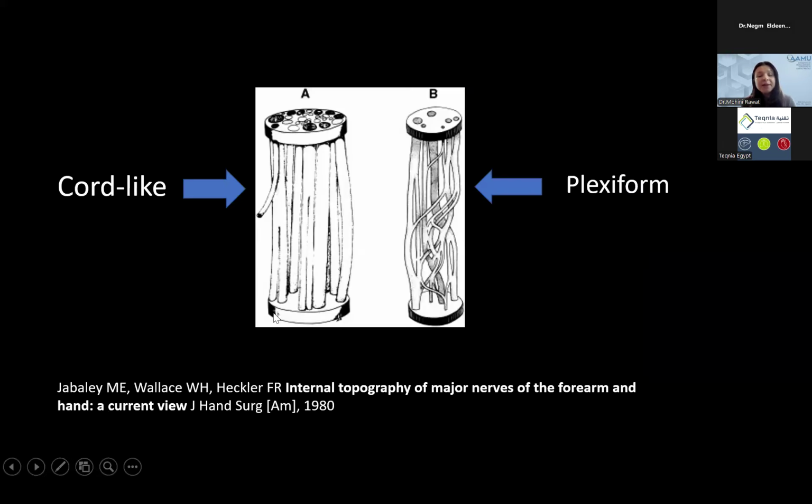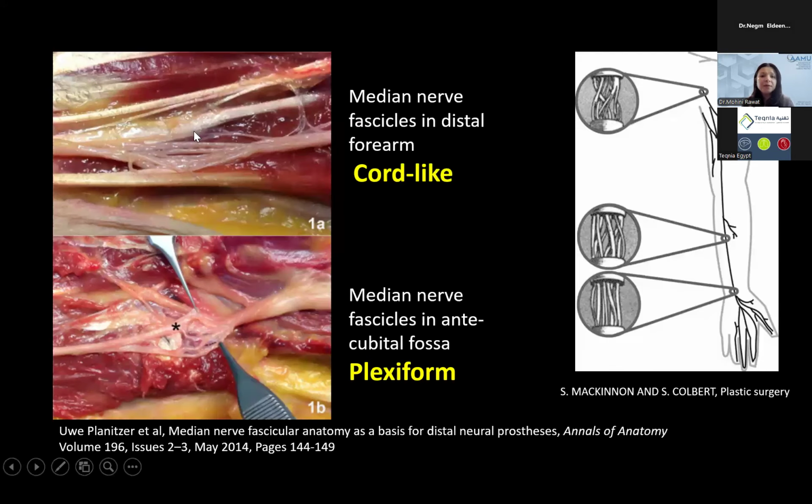So more distally, nerve fascicles are more parallel, but there are certain sites, and usually tends to be more proximal than any other region, it can be sometimes crisscrossing and being plexiform. So what it means is that in certain areas, so this is median nerve fascicle in distal forearm, it can be more linear, cord-like. If you follow the median nerve more proximal, they sometimes crisscross.